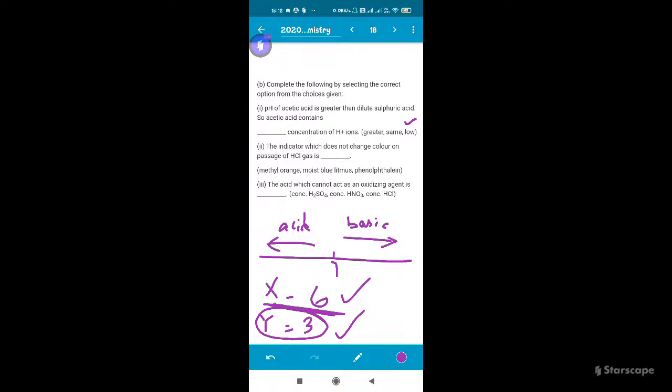Don't get confused that pH is greater, so how is the answer low. pH is greater means it is moving towards neutrality. Its acidity is not as much as the other one. I hope it is clear.